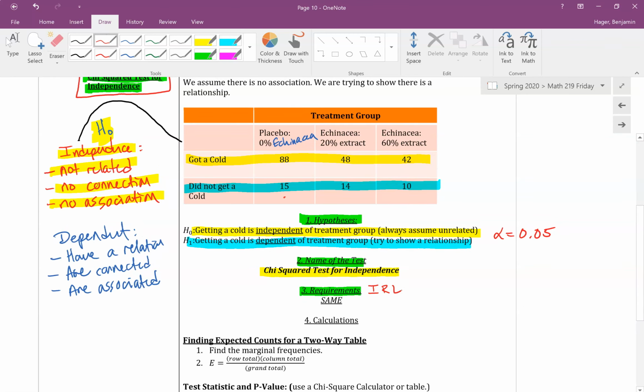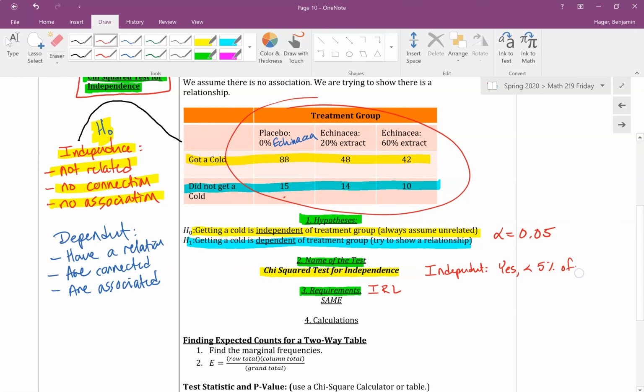Okay, independent, random, and large. Well, let's just kind of do these real quick. I'm just going to abbreviate them. Independent. I didn't add up how many people we're talking about here, but it looks like under 300, maybe 200 or 250. It is definitely less than 5% of everybody that gets a cold, right? It's definitely less than 5% of the population. So I'm just going to say yes, less than 5% of the population.